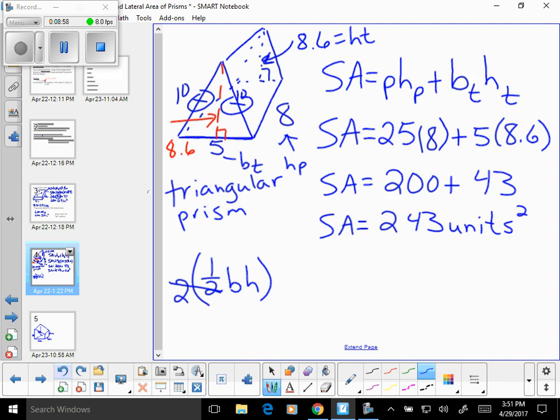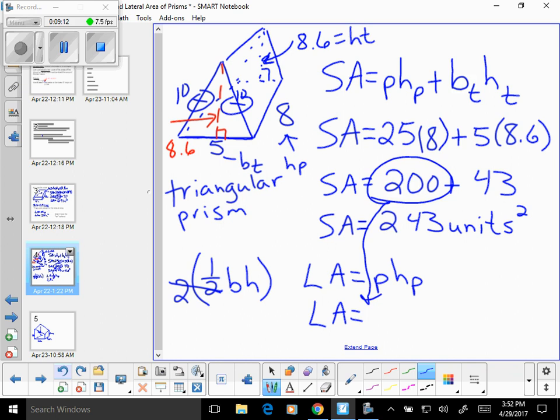What if they asked you for the lateral area? The lateral area, again, equals the perimeter times the height of the prism. And again, we can just use this left-hand add-end down here, and we're going to get 200 units squared.